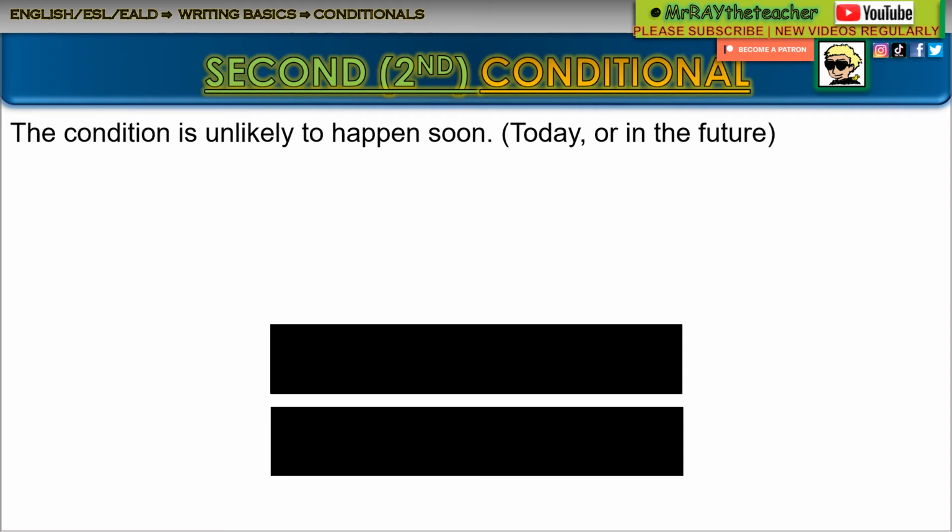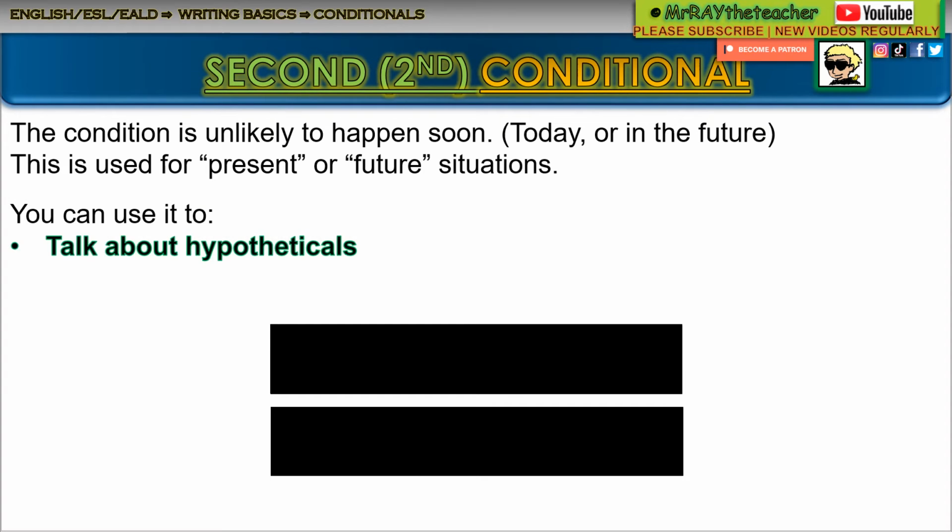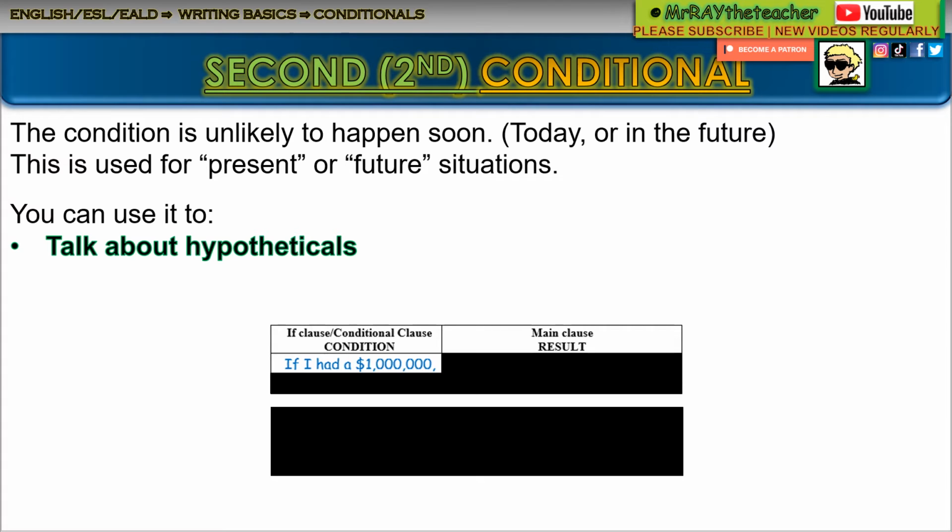Then we have the second conditional. The condition is unlikely to happen soon, so today or in the future. This is used for present or future situations, and you can use it to talk about hypotheticals. So there's your condition, there's the result.